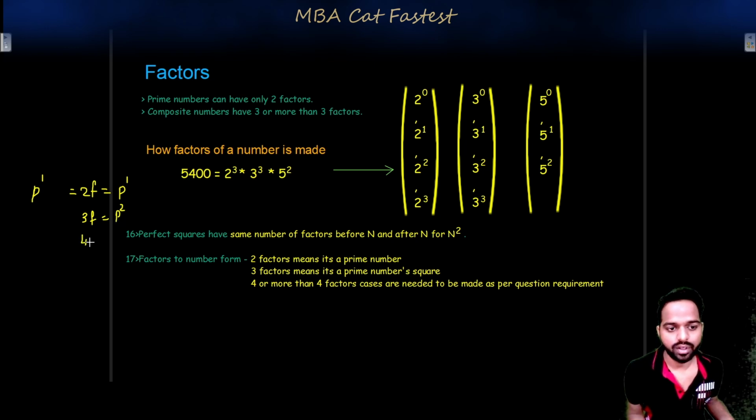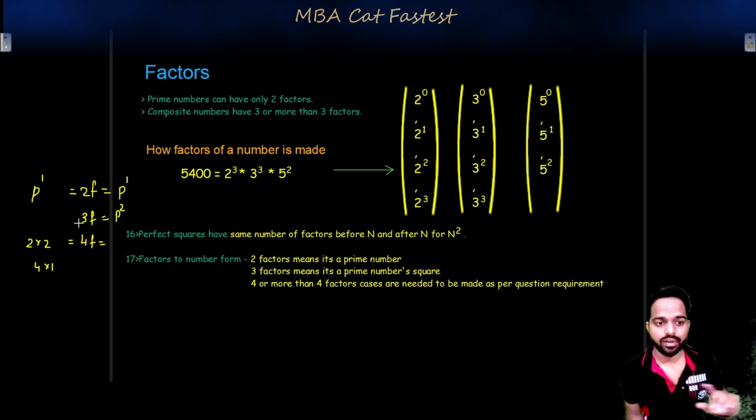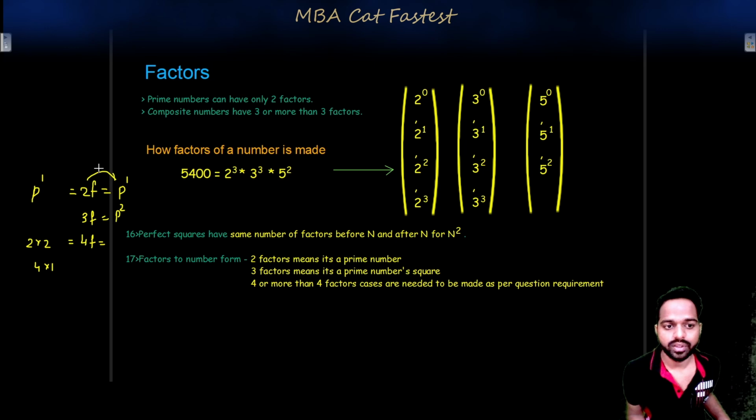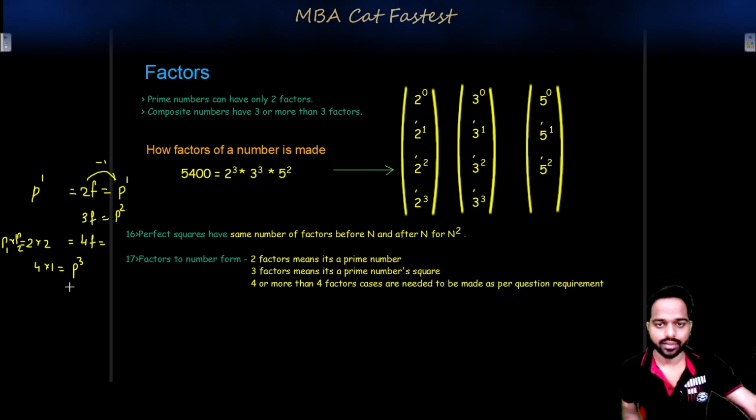Now let's say a number has 4 factors. This 4 could be written as 2 into 2, or it could also be written as 4 into 1. Now you subtract again, like we did here, minus 1 from the total number available. So it could become either p1 into p2, or from here also p cubed. So from here on, if the number has multiple possibilities, then you will need to make cases over here.